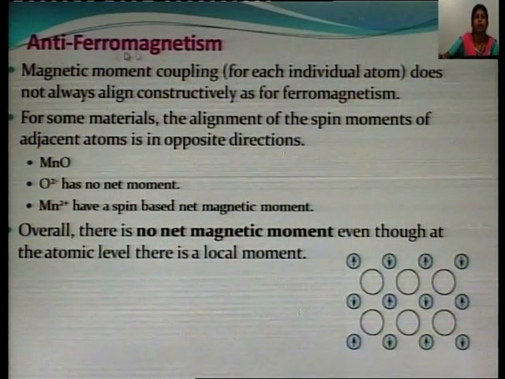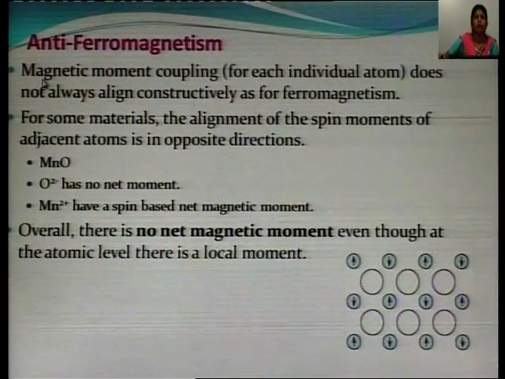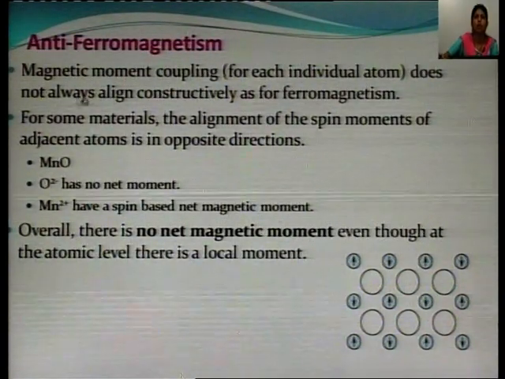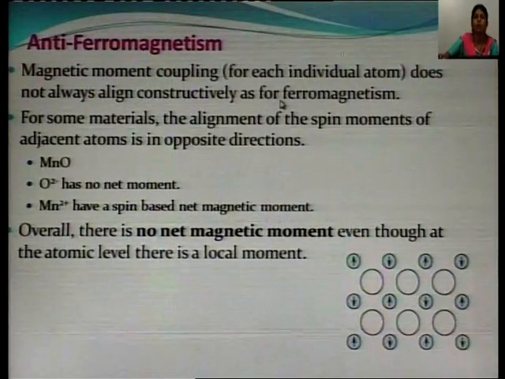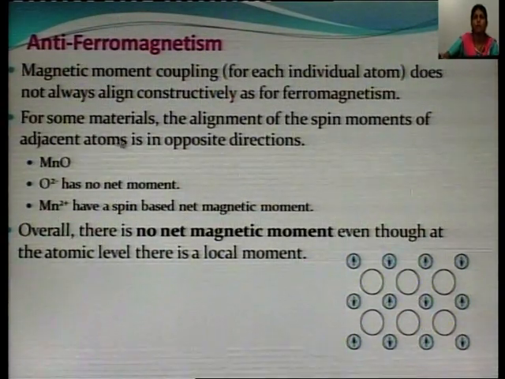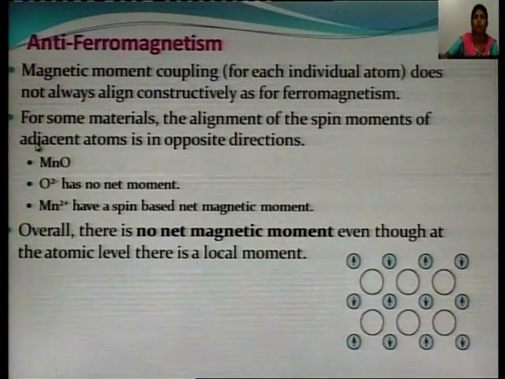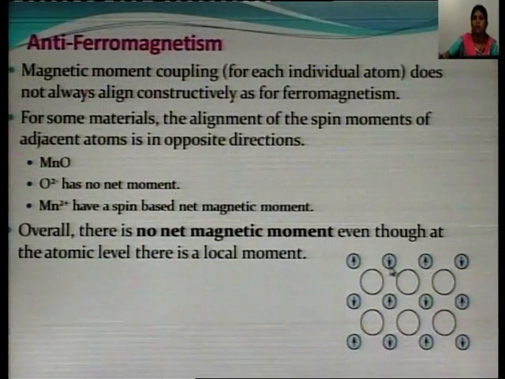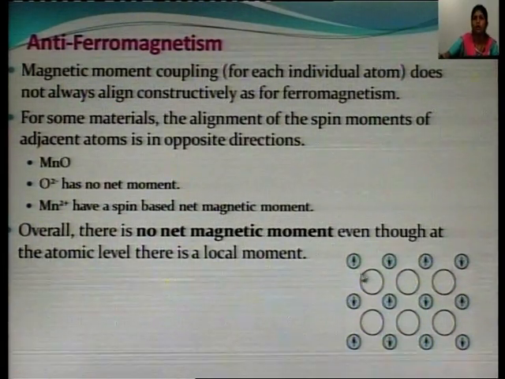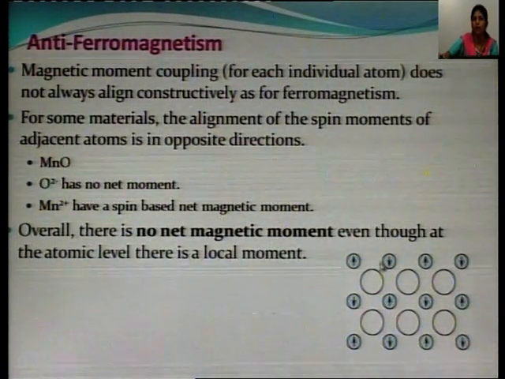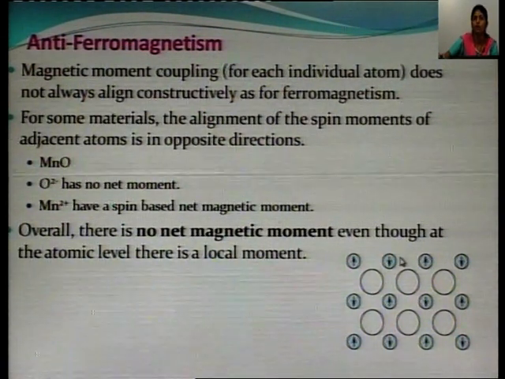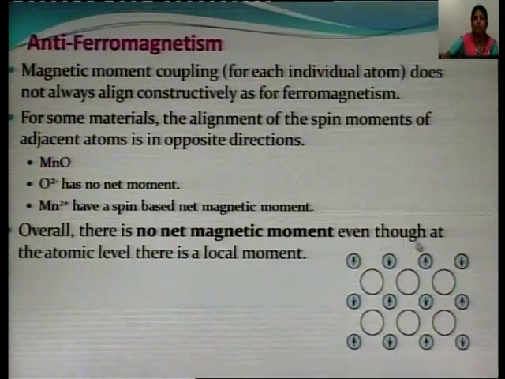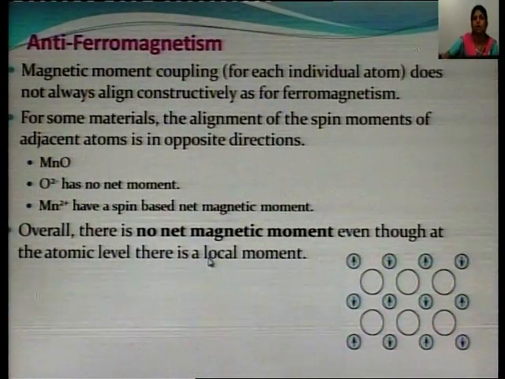The next is antiferromagnetism. So magnetic moment coupling for each individual atom does not always align constructively as for ferromagnetism. So for some materials, the alignment of the spin moments of the adjacent atoms is in opposite direction. So see this diagram. In this, some of the dipoles are aligned in the upward direction and some of the dipoles are aligned in the downward direction. So with this, overall there is no net magnetic moment, even though at the atomic level there is a local moment.